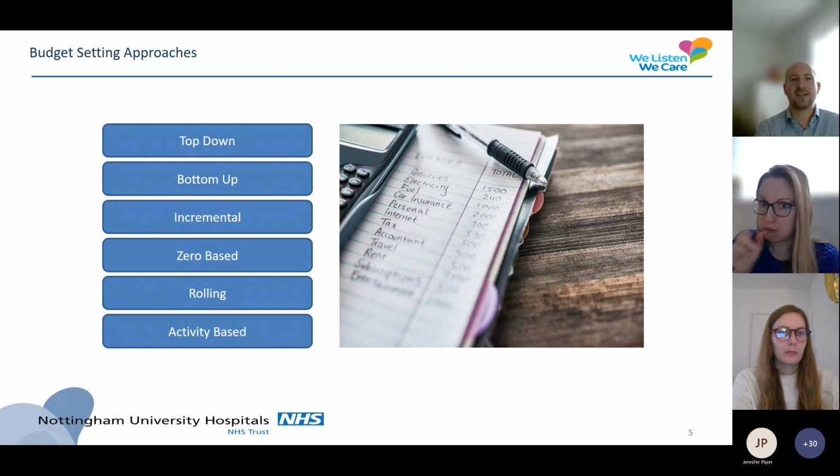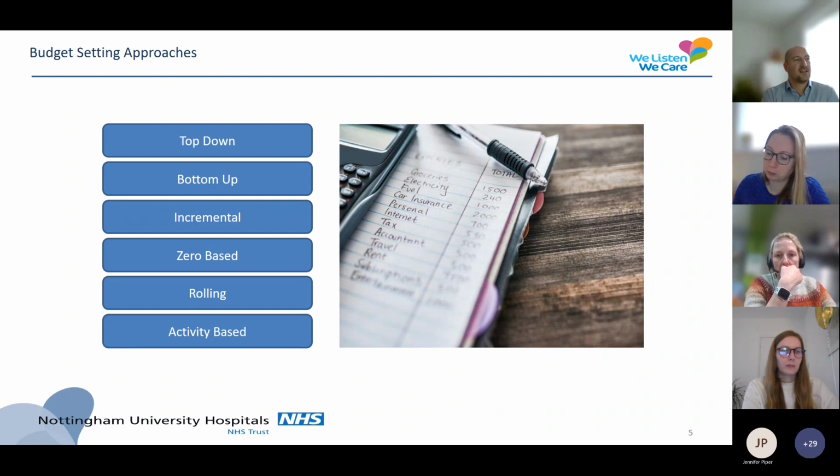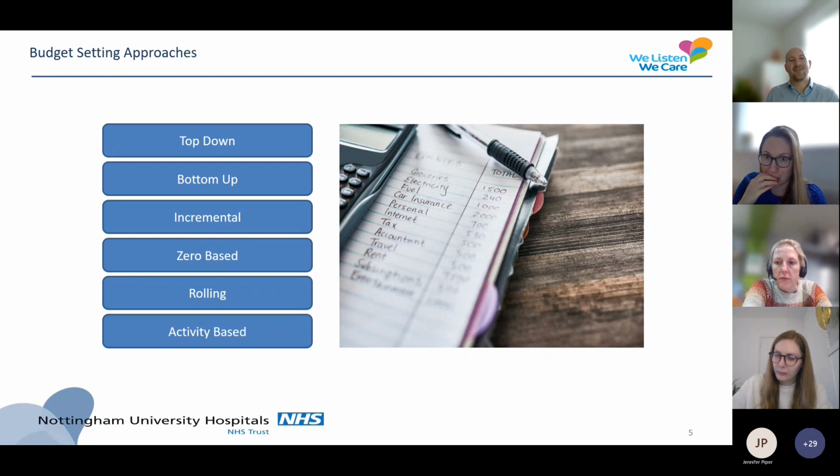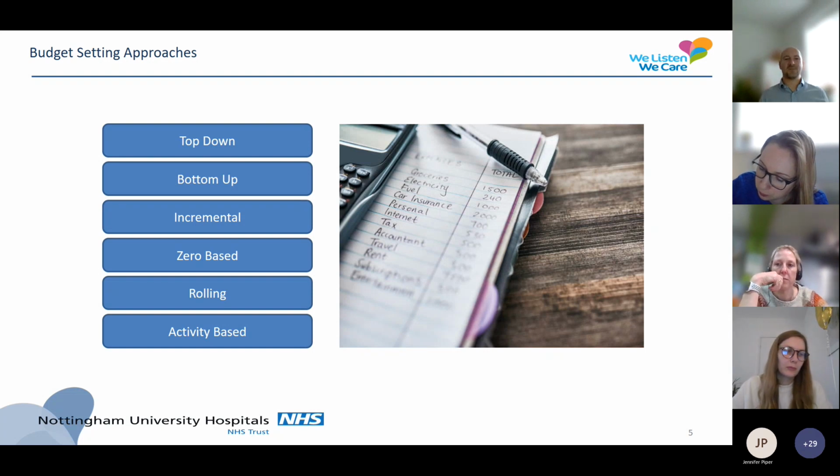The last one is activity based. So it's a bit like the zero based method, but what it does is it factors in all the support services as well. So how familiar are you with sort of service line reporting and indirect costs? I've seen a few shakes of heads. So SLR reporting or service line reporting and activity-based budget setting attempts to bring in indirect costs of your services.